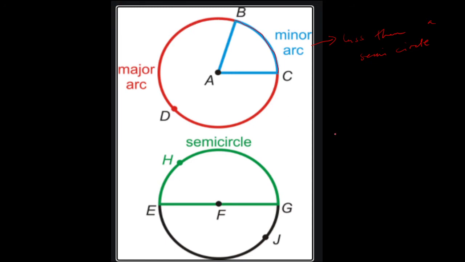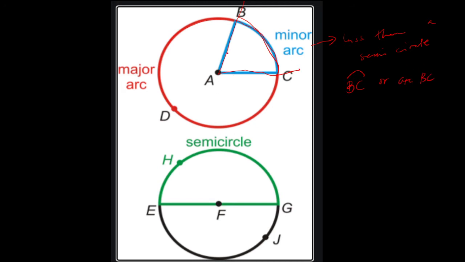Now, how do we name minor arcs? We name minor arcs using points on the circle. So, if we have angle BAC, the intercepted arc is arc BC. So, we have arc BC.